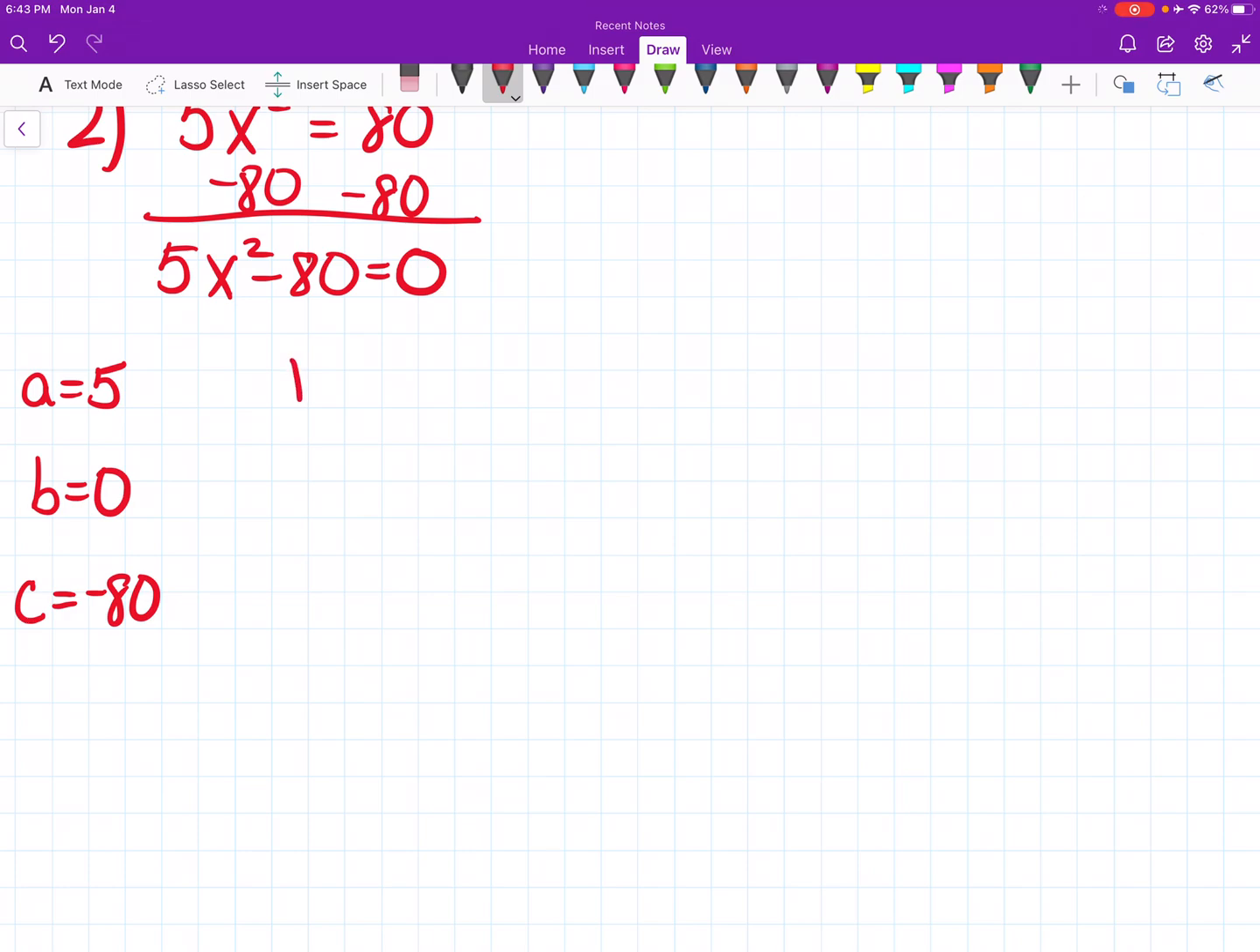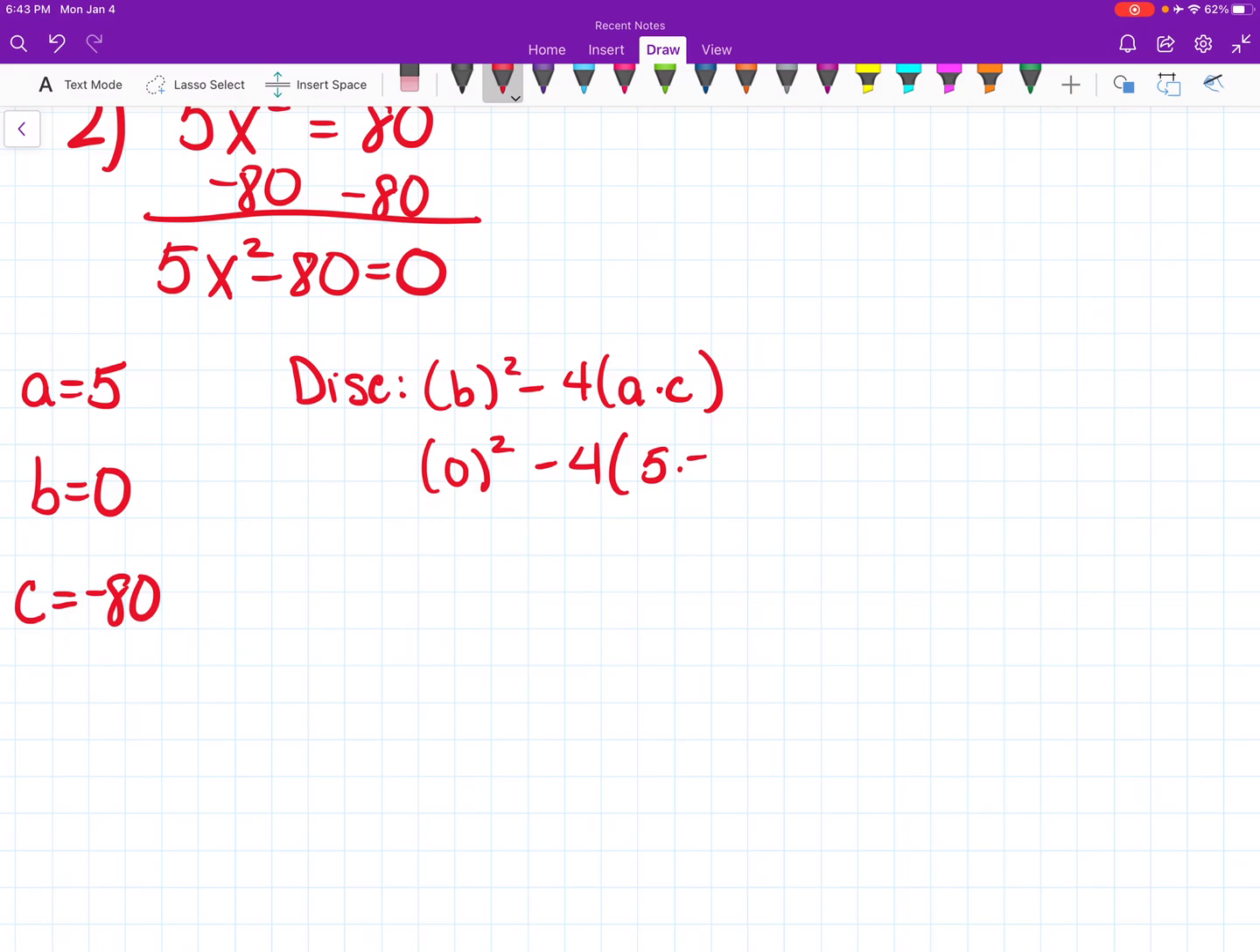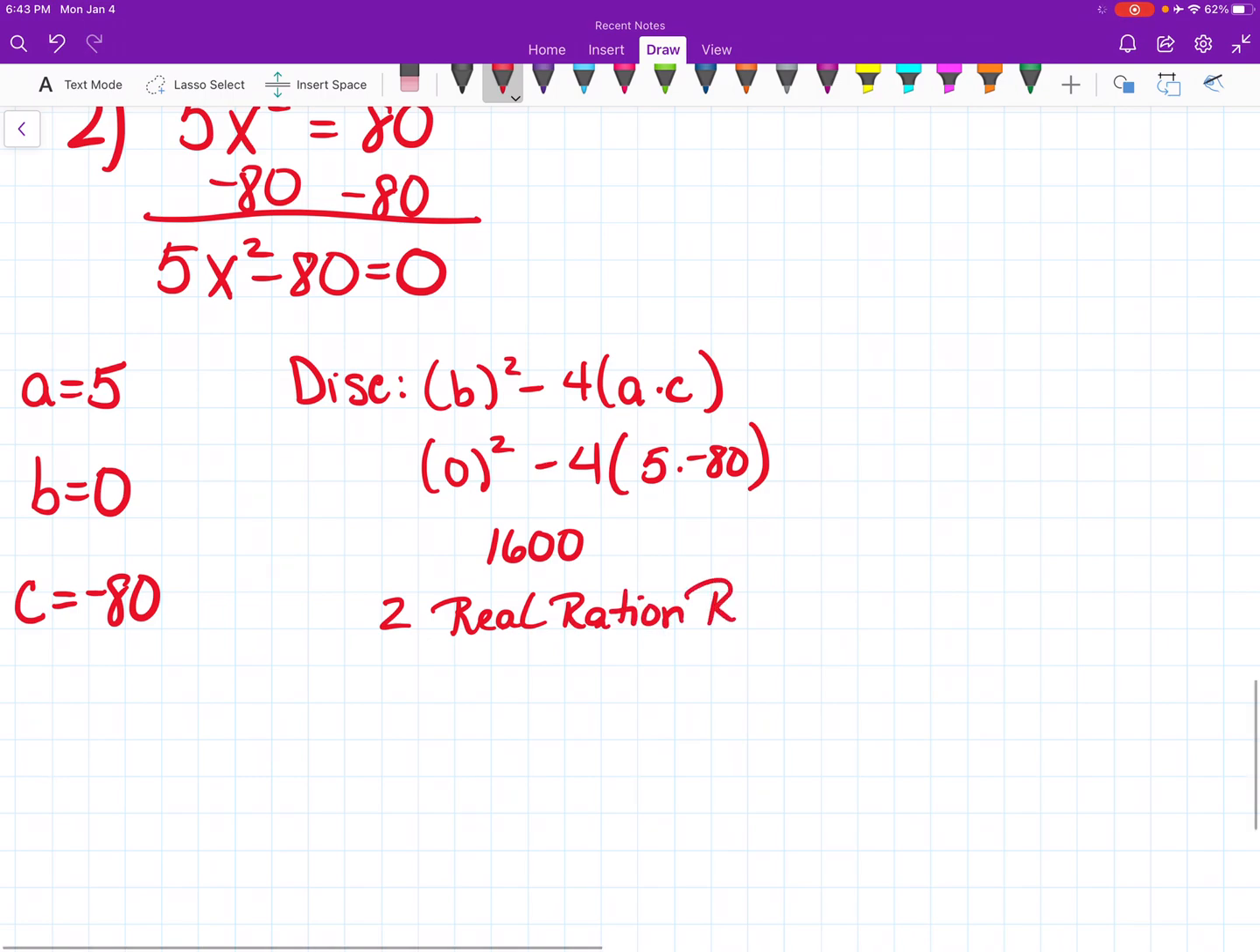So let's do our discriminant, which is b squared minus 4ac. So b squared is 0 squared minus 4 times 5 times negative 80. And so that comes out to 1600. Well, guess what? That's two real rational roots because that's a perfect square. If you're not sure if it's a perfect square, put it in your calculator, do square root of 1600.